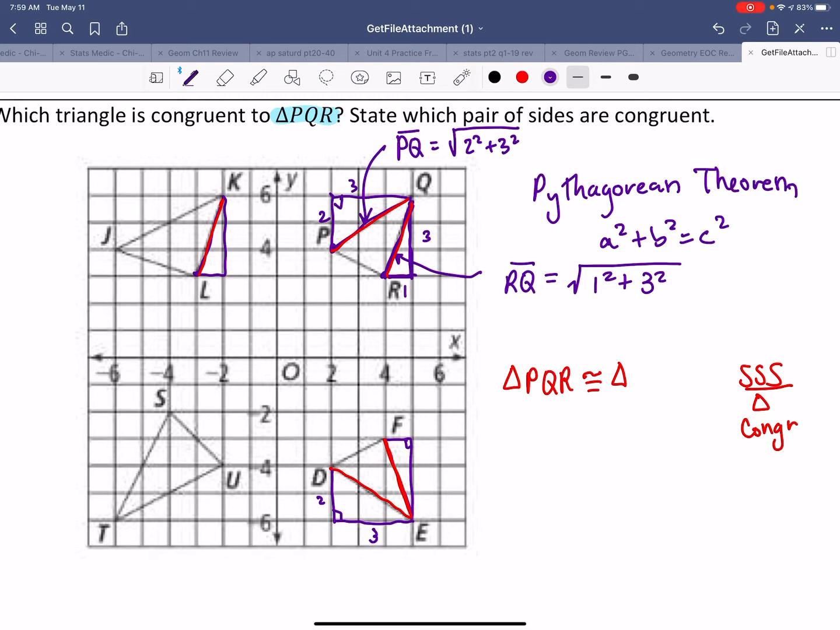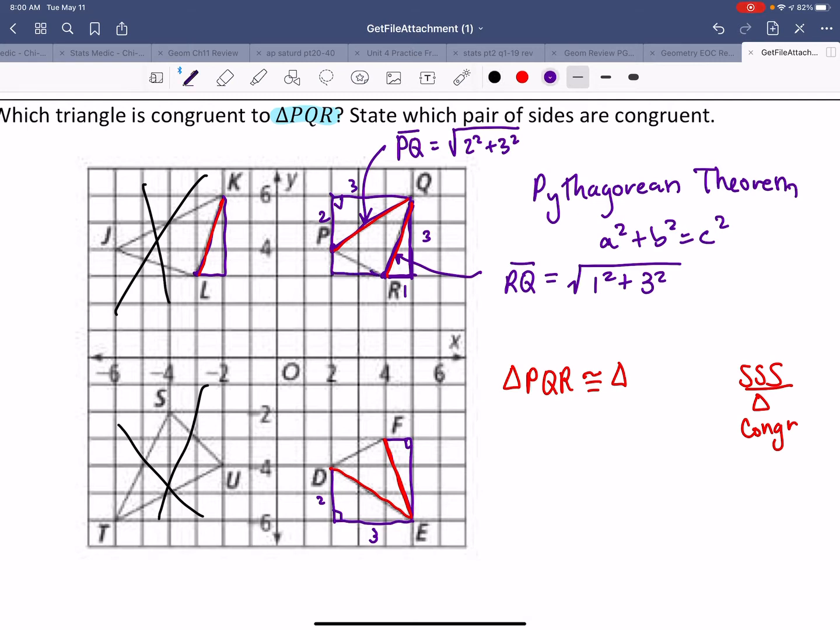No, that one doesn't have any one. Okay, so we've now eliminated this one because it doesn't have a length of 2 squared plus 3 squared, and we've eliminated this one that also does not have a length of 2 squared plus 3 squared. Interesting, right? So now we can finish this out with our last side.